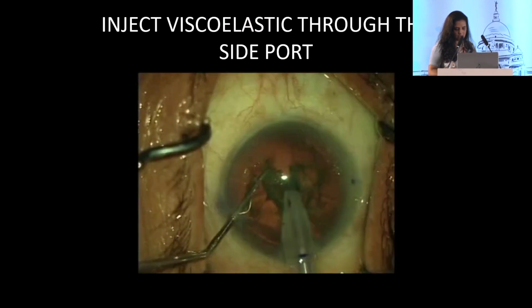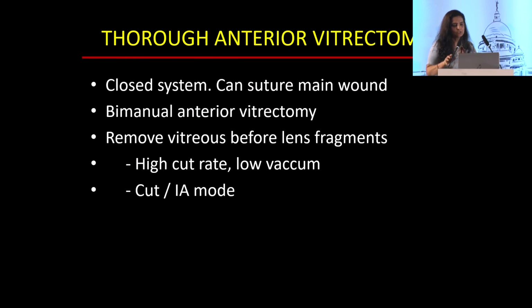After that, the other important thing that you should know about is how to do a thorough anterior vitrectomy. Well, when you do vitrectomy, it should always be in a closed system, so always it's better if you can suture the main wound. A bimanual anterior vitrectomy should be done. Always remove the vitreous before you start tackling the lens fragments. Use a high cut rate, the highest cut rate that your machine supports, and a low vacuum. And in case you're using the vitrectomy system built into your phaco machine, then use the cut IA mode.